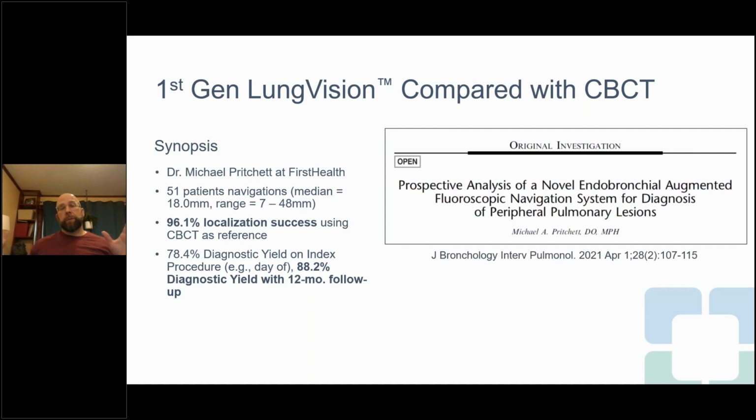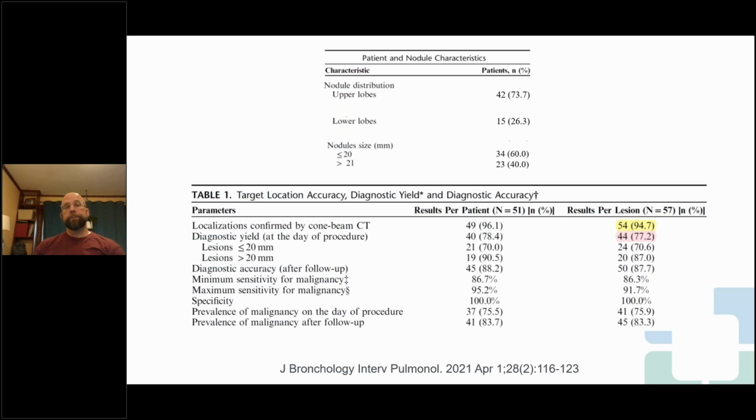But he was able to follow these patients for a full year, and that yield increased to 88.2% because some of the non-specific benign diagnoses were later shown to be benign in follow-up with CT scans or further biopsies. But an 88.2% yield in that 1 year follow-up, which I think we'd all agree is pretty fantastic. Again, more in the upper than in the lower, and the nodule range was kind of split. 60% were smaller than 2 and 40% were larger than 2.